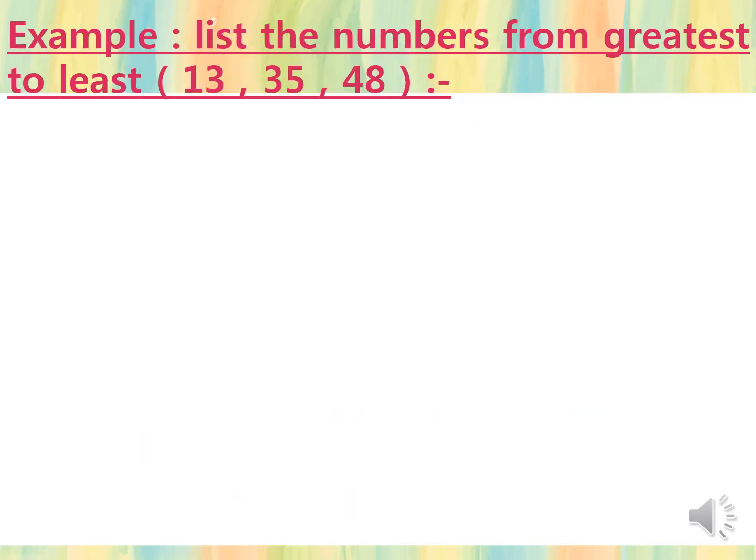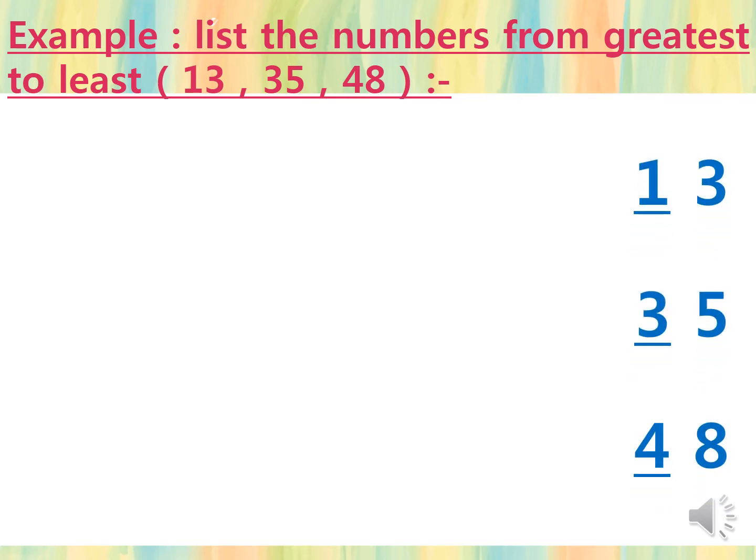Example: list the numbers from greatest to the least. It means descending order. We have here 13, 35, and 48. Okay, first thing I do, I put the places here.